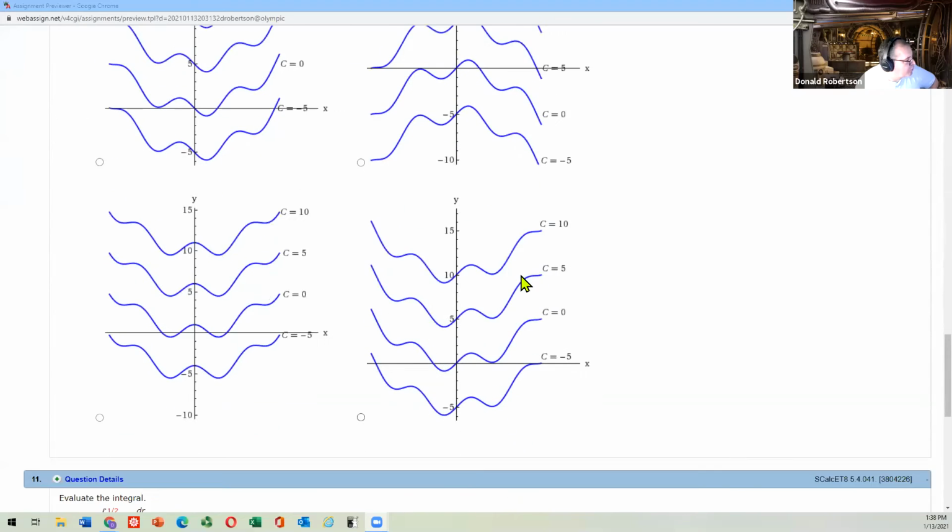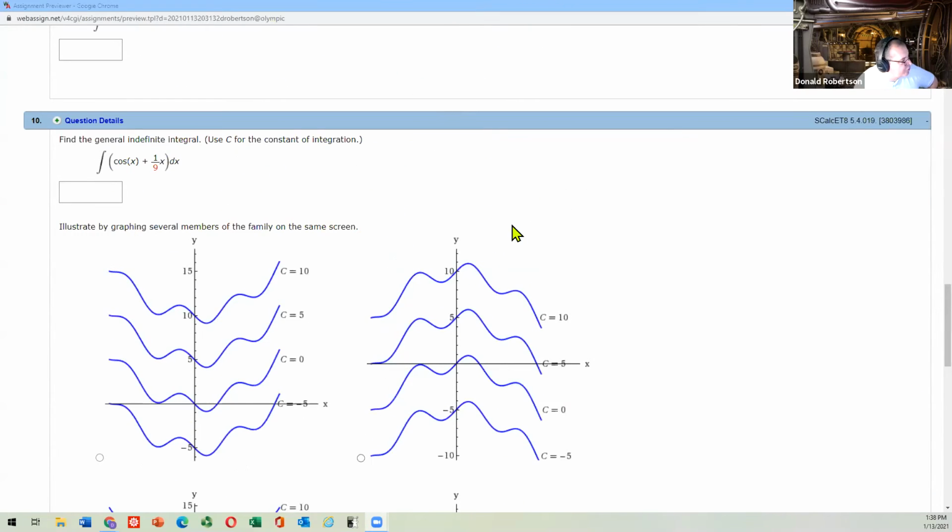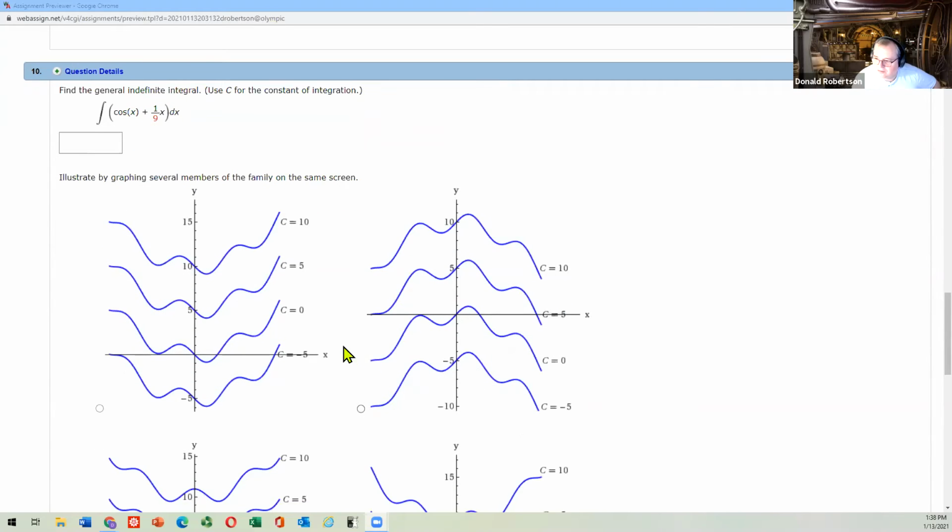Here is the homework questions. Oh, by the way, that's that question I was talking about with the plus C's in it. Do you see the pictures now?